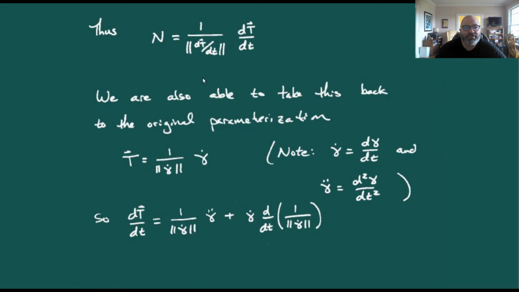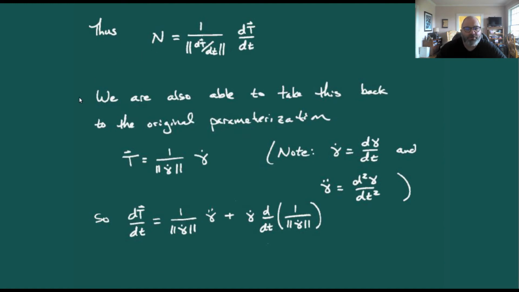Now what that gives us is an expression for the unit normal in terms of an arbitrary parameter t that we happen to be using. So if we take a curve, take the derivative of it, normalize that so we get the unit tangent, then take the derivative of that expression and normalize that, we're back to our unit normal vector.